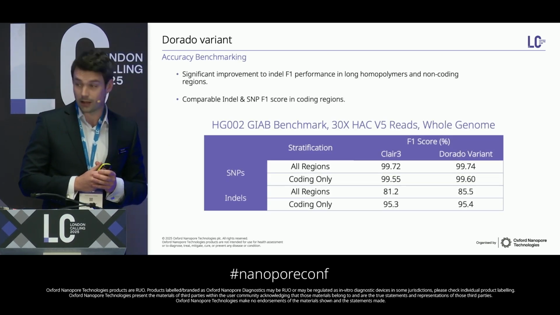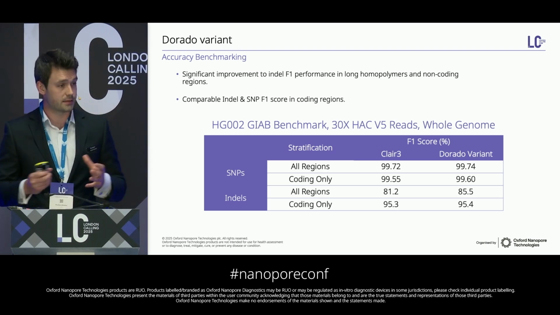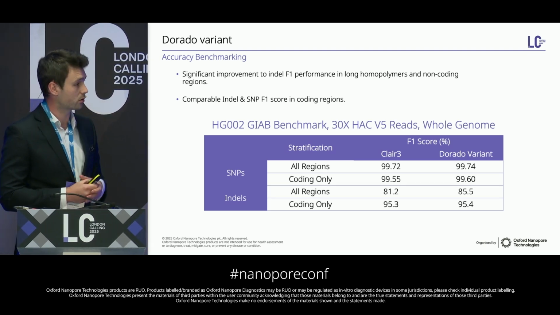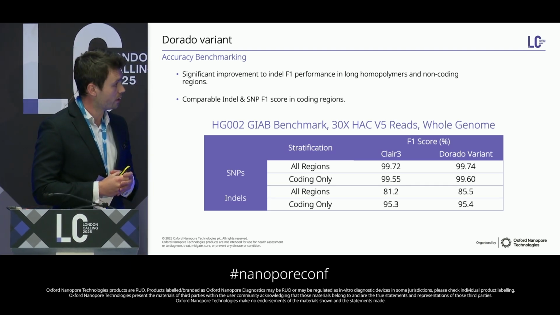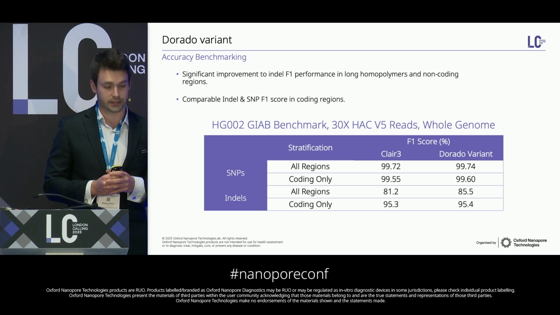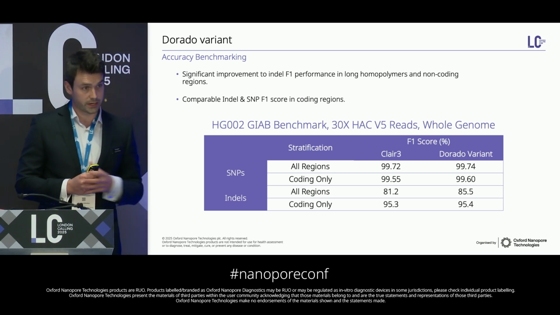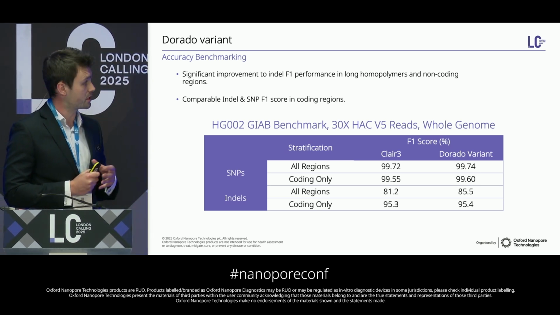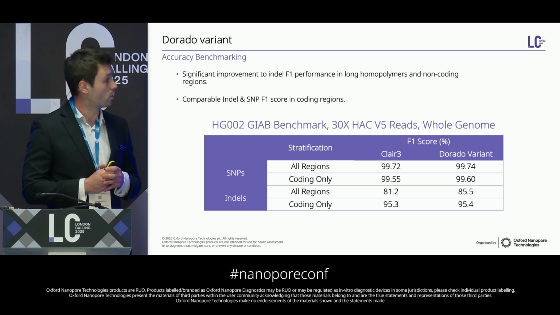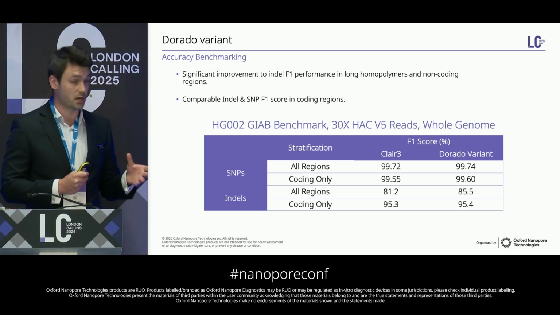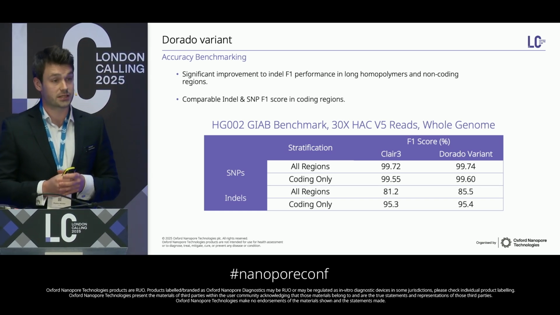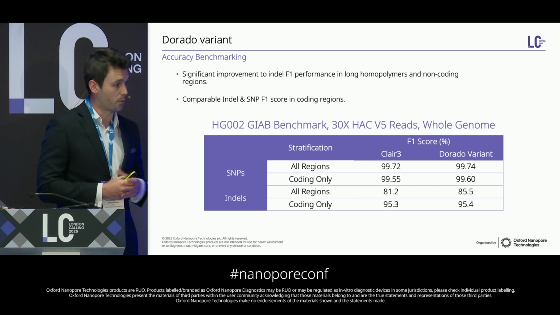So, how good is it? Well, as I said, this is still a preview release. We've still got things we know we can improve, but what we've seen so far is really encouraging. So for the model that we're releasing in Dorado V1 today, we're achieving state-of-the-art indel F1 on the popular whole genome Genome in a Bottle benchmark, and we're noticing particular improvements in long homopolymers.